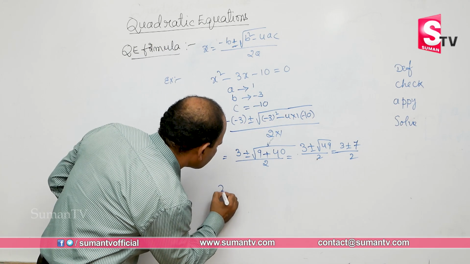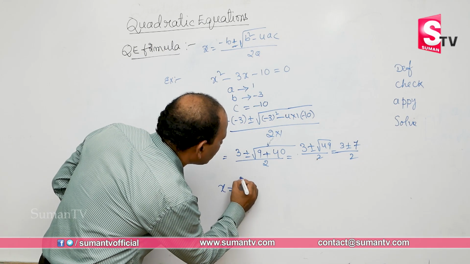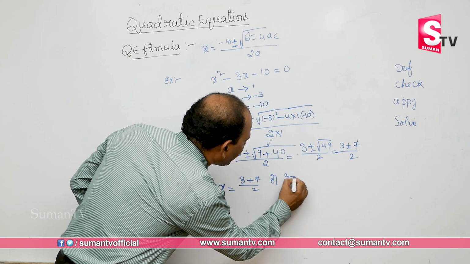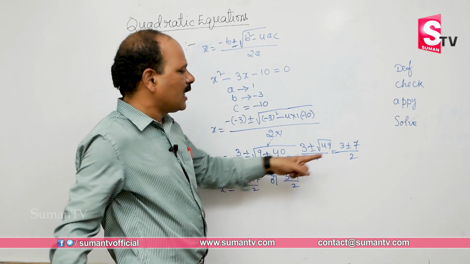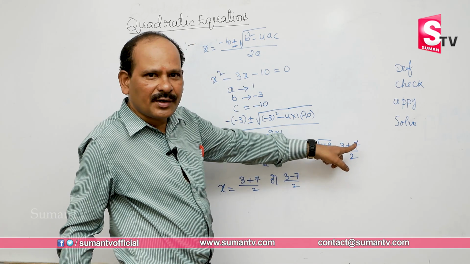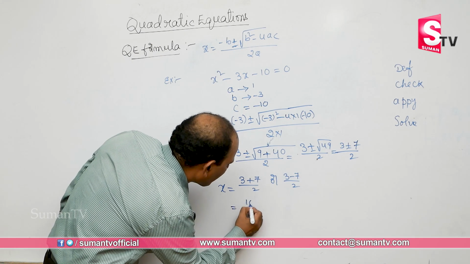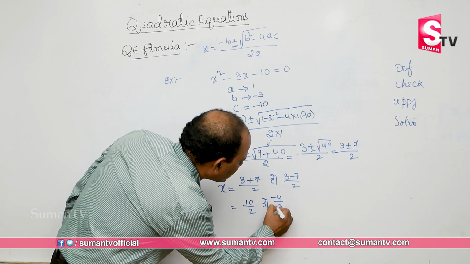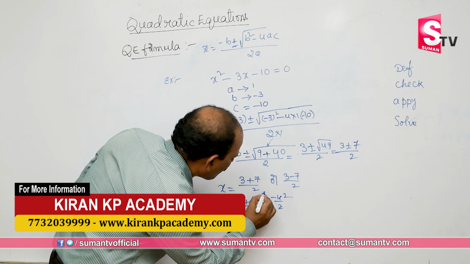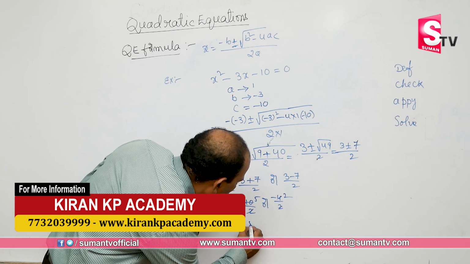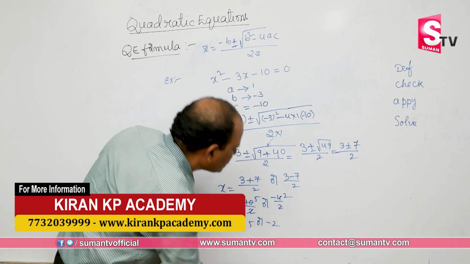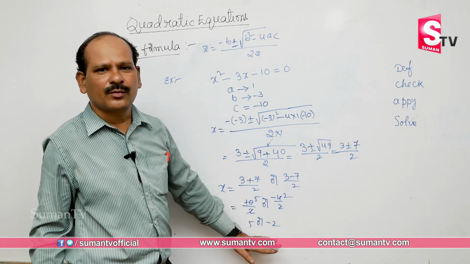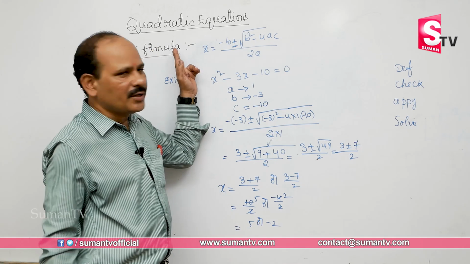So the value of x is equal to 3 plus 7 by 2 or 3 minus 7 by 2. Why? Because I have to take one time plus and one time minus. So it is equal to 10 by 2 or minus 4 by 2, that is 5 or minus 2. So x is equal to 5 or minus 2. Get it? In this way we can solve the problem by using the quadratic formula.